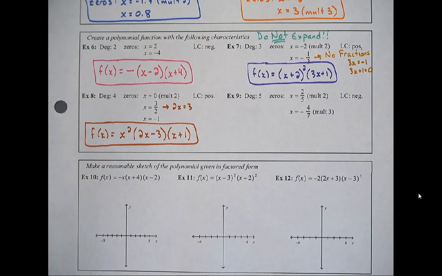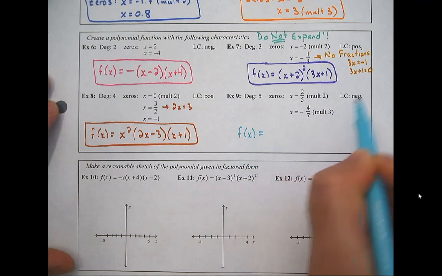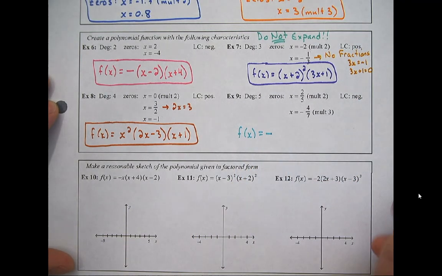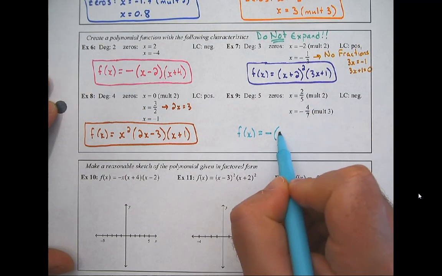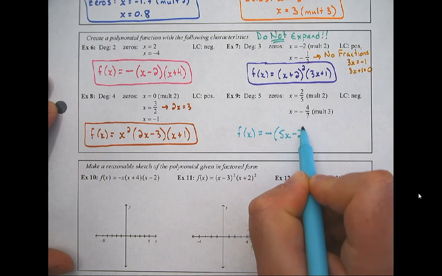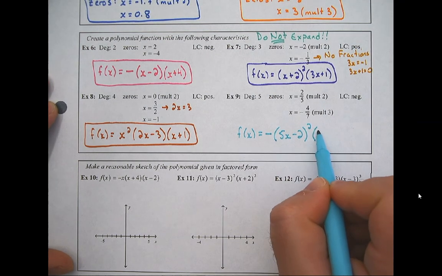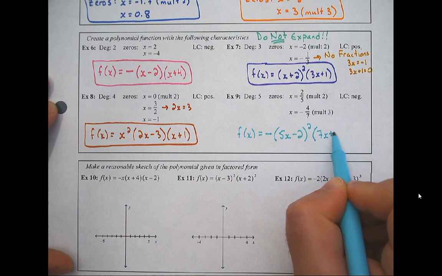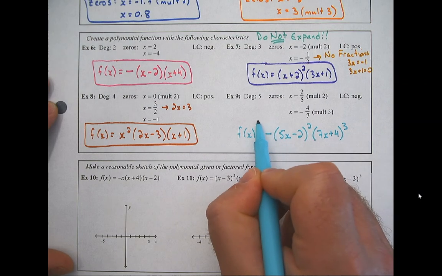Okay, hopefully you got it. Try the last one. Be careful. F of x equals, leading coefficient is negative. Reverse ZPP, the 5 is going to go over, and then I'm going to subtract 2, and that's happening twice. The 7's going to go over, then I'm going to add 4, and that's happening thrice.